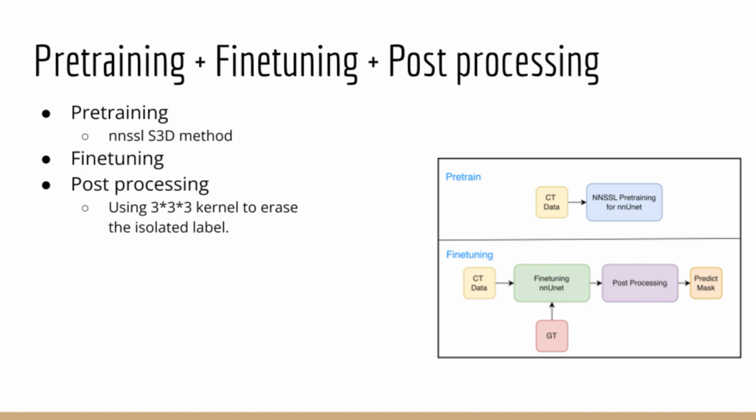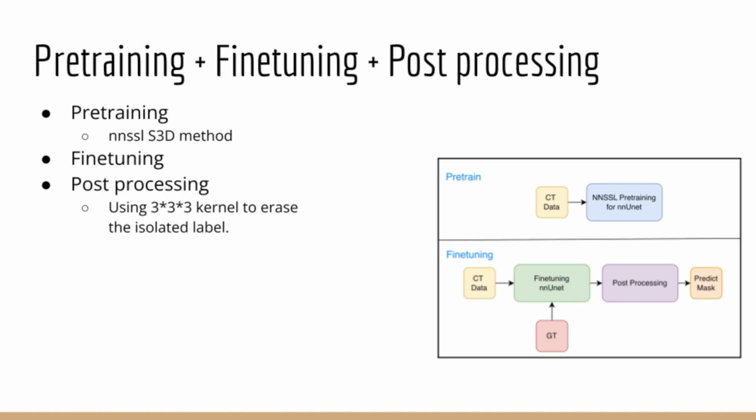Second, the fine-tuning phase used the full AI Cup training set with ground truth labels. Here, we transfer the pre-training weights from the S3D encoder to initialize our nnU-Net model. The model was then fine-tuned using standard volumetric loss functions to specifically localize the four target classes.